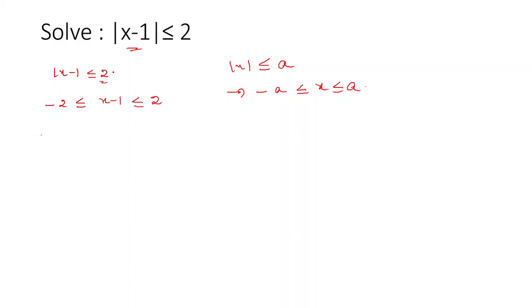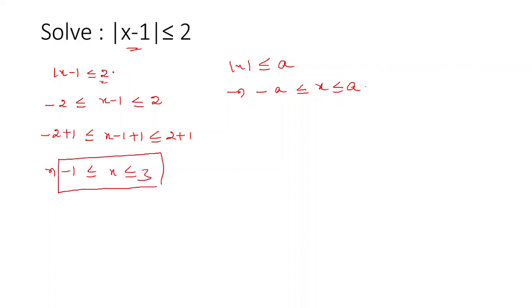So now let us add 1 on both sides. Minus 2 plus 1 is less than or equal to x minus 1 plus 1, which is less than or equal to 2 plus 1. This implies minus 1 is less than or equal to x, which is less than or equal to 3. So this is our solution set. These are the values of x for which mod of x minus 1 is less than or equal to 2. So we can write this as x belongs to the closed interval minus 1 comma 3. So mod x minus 1 will be less than or equal to 2 when x belongs to minus 1, 3, or for the values that lie in between minus 1 and 3.